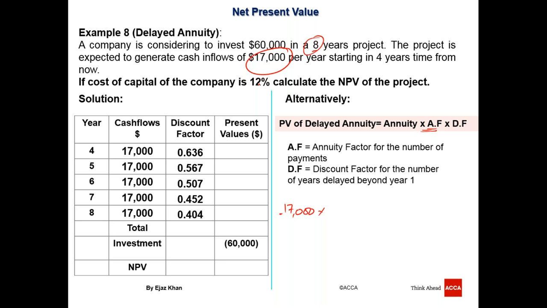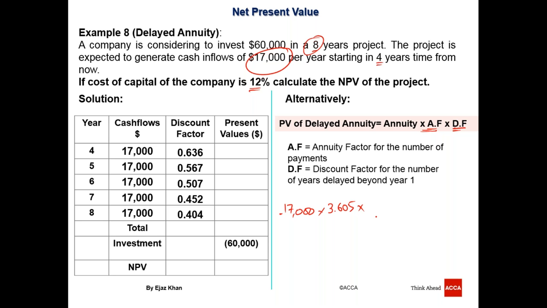So can I have the annuity factor at 12% for 5 years? I hope you have picked up for the fifth year as well. Okay, 17,000 into 3.605. Now, multiply it with the discount factor for the years delayed. Since in a normal annuity, we start receiving a cash inflow from year one, here we are receiving it from year four. So how many years delay is there? 3 years delay, yeah. So we have to pick the 3 years discount factor.